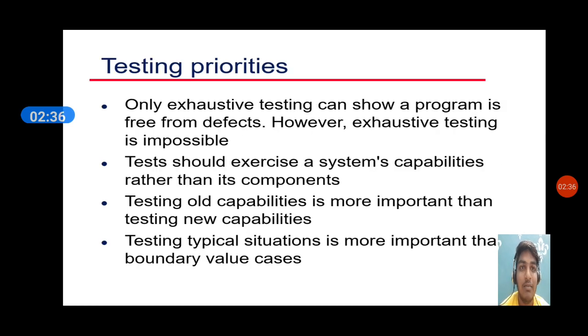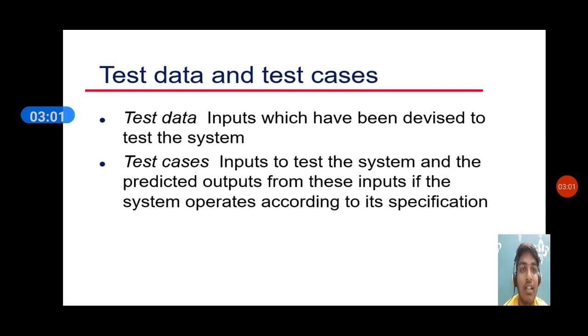These are some testing priorities, which show a program is free from defects. However, exhaustive testing is impossible, but the tests should exercise a system capability rather than its components. Testing old capabilities is more important than testing new capabilities, and testing typical situations is more important than boundary value cases.